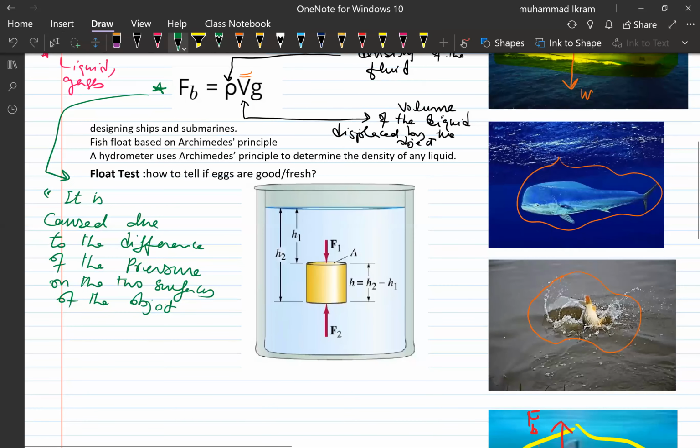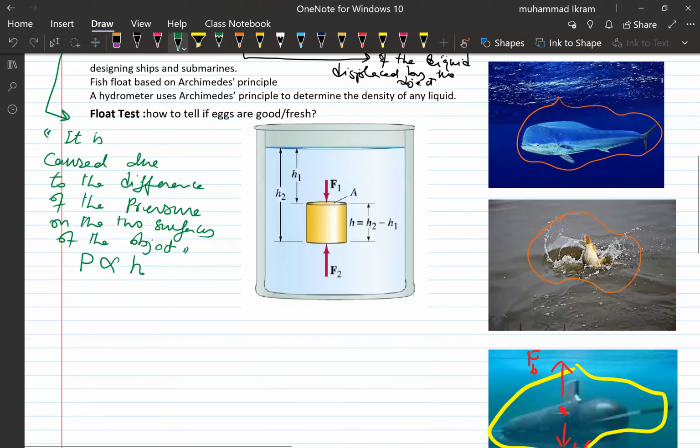Since there are pressure differences on these two surfaces, that pressure difference causes a force to act on the object, right? The object experiences an upthrust force due to the fluid in the upward direction. How does this happen? Because you know that the liquid pressure is directly proportional to the depth, right? So as the depth of the object increases, the pressure acting on it increases.